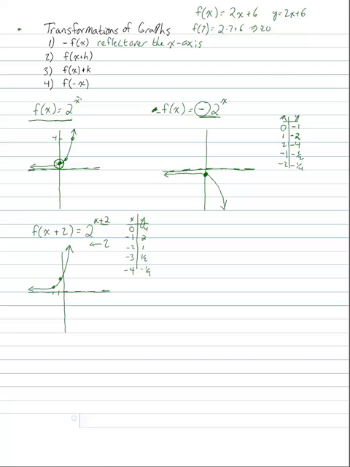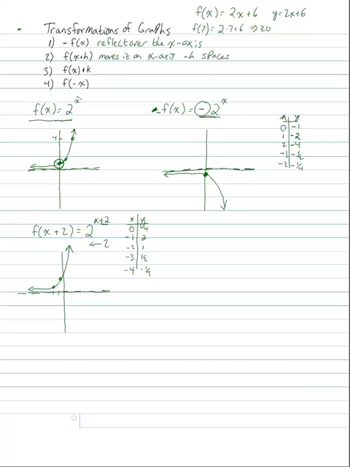So if I'm adding something inside the function, it moves it on the x-axis, because it shifted it left to right. And it goes in the opposite way. I was adding 2 here, so I shifted it to the negative side 2 spaces to kind of make up for the fact I was adding 2. So we're going to say -h spaces.